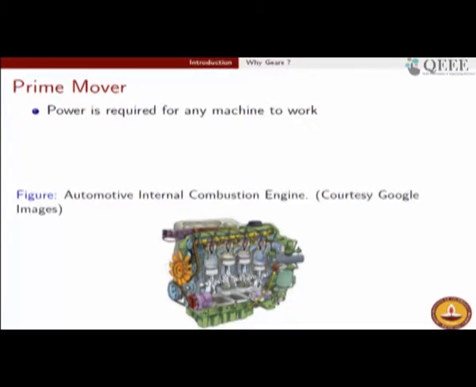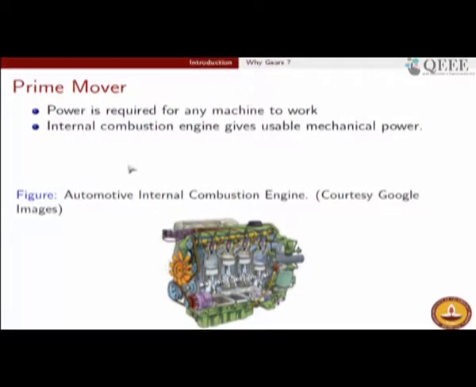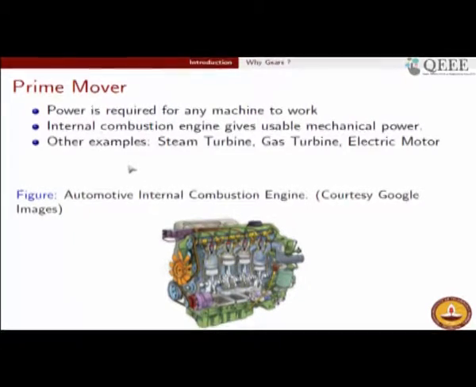Let us first understand the crucial part of a machine. Obviously, a machine is required to do some work. So, as per the first law of thermodynamics, the law of conservation of energy, power is required for any machine to operate. This power is usually provided through either an IC engine, as in the case of an automotive example, or through some turbine, fluid power or steam turbine. It could be a gas turbine also, and even an electrical motor.